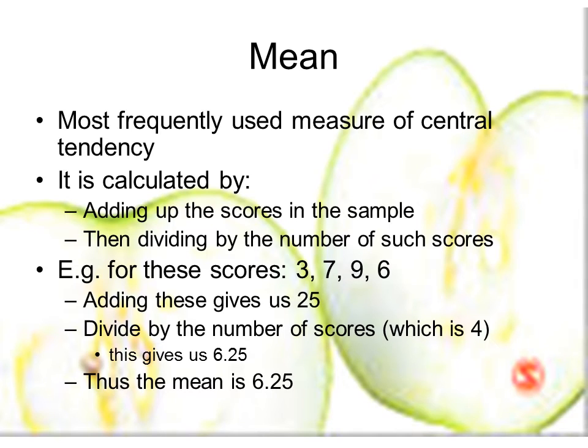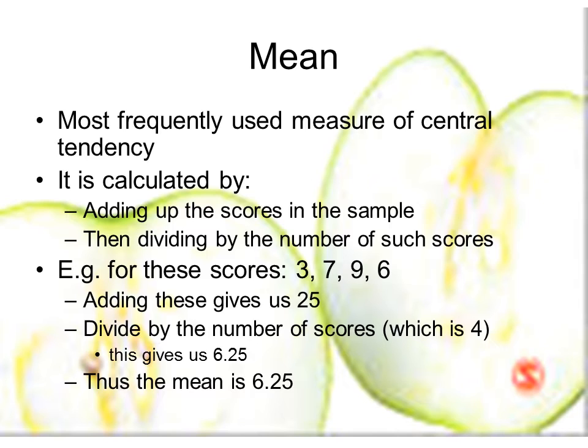So the mean, being the first and the most frequently used measure of central tendency, is calculated generally by adding up the total number of scores in a sample that we have obtained, and then dividing that number of scores by the total. In the example on this PowerPoint, it shows us scores of 3, 7, 9, and 6, which adds up to a total of 25.